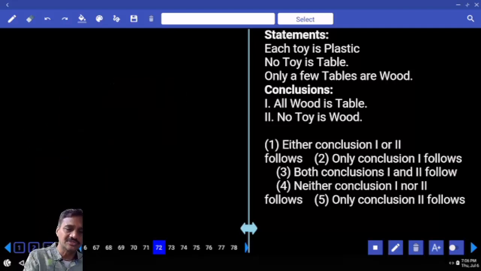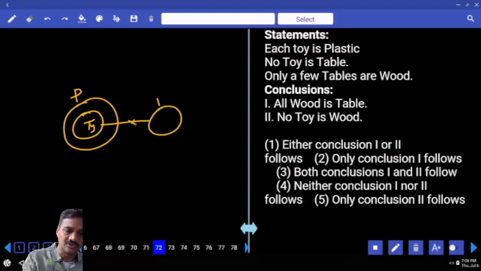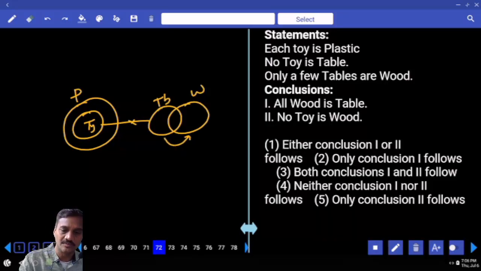Then 72. Now in this 72, each toy is a plastic. Each toy is plastic means every toy is a plastic. And no toy is stable. Now no toy is stable, no intersection between toy and a table. And only a few tables are wood. Only some tables are wood, but not all. Isn't it? And all wood is stable. All wood is stable, that is false.